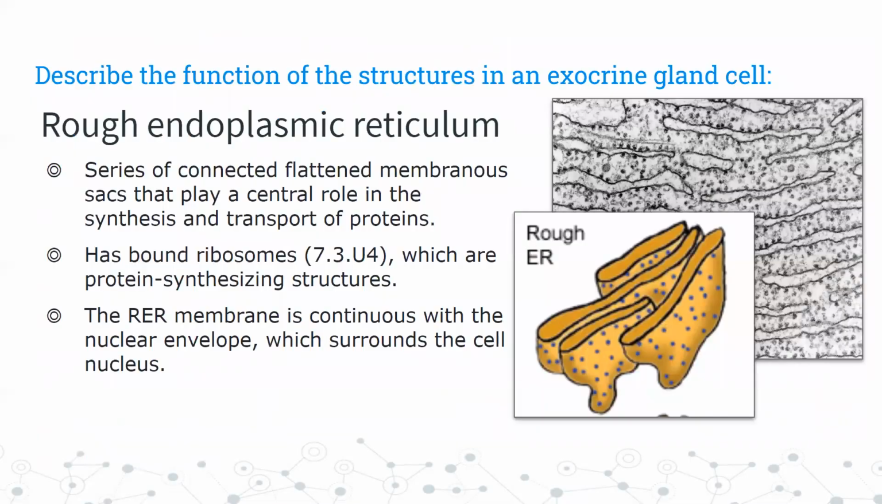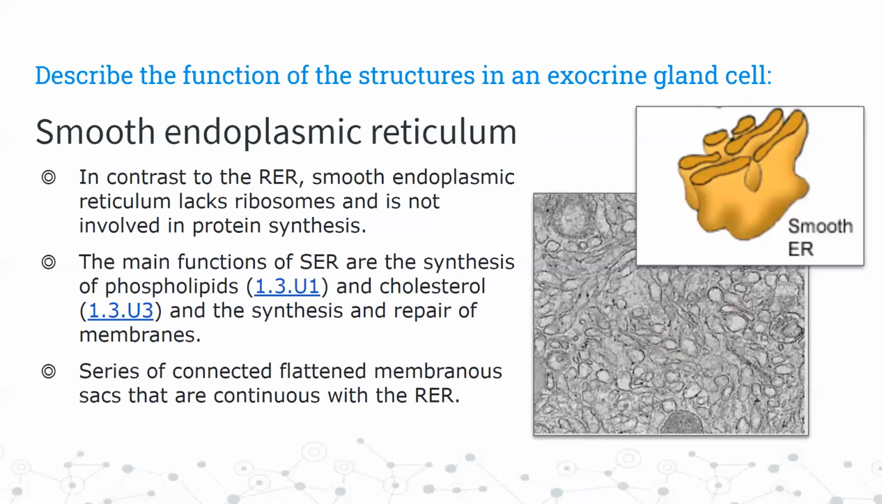Your rough ER, it's a bunch of lines, right? Kind of looks like a maze-ish kind of a thing. Yeah, or like corn, definitely. And notice it has the dots. That's how you're going to identify your rough ER in a picture, in a micrograph. Your smooth ER looks similar, but with no dots.